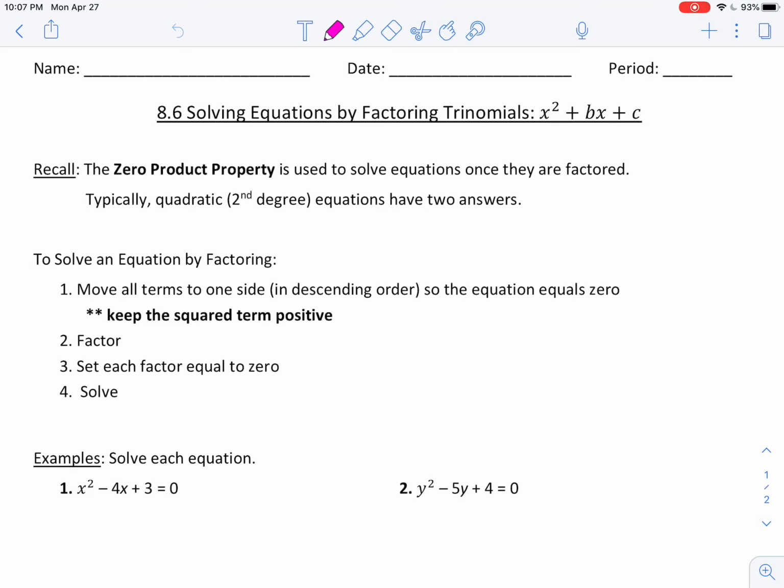When we solve an equation by factoring, we're still going to take all of our terms, move them to one side of the equation so that the equation equals 0. It's especially important in this lesson that you write your quadratics in standard form or descending order. So the squared term goes first, then the plain old x, and then your constant or your number. Then we're going to factor our trinomials, set each factor equal to 0, and solve.